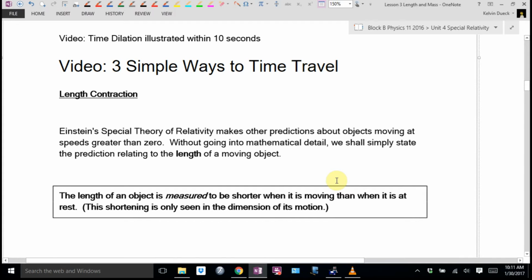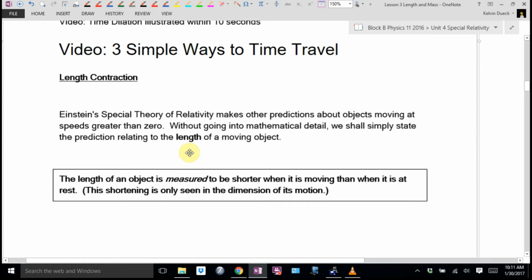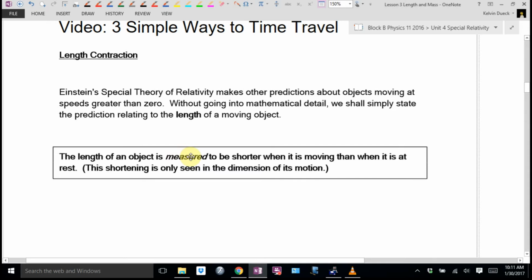Einstein, when he published his paper, didn't just show that time dilates. Einstein's special theory of relativity makes other predictions about objects moving at high speeds. I'm not going to do the mathematical proof for this one, but Einstein proved that there was also something that happens to the length of a moving object. The length of a moving object will be measured to be shorter when it's moving than when it's at rest. This shortening is only seen in the same direction as its motion. In other words, if you're moving forward or backward, the shortening will be in the forward or backward direction. If you're moving up or down, the shortening will be in the up or down direction. We call this length contraction.